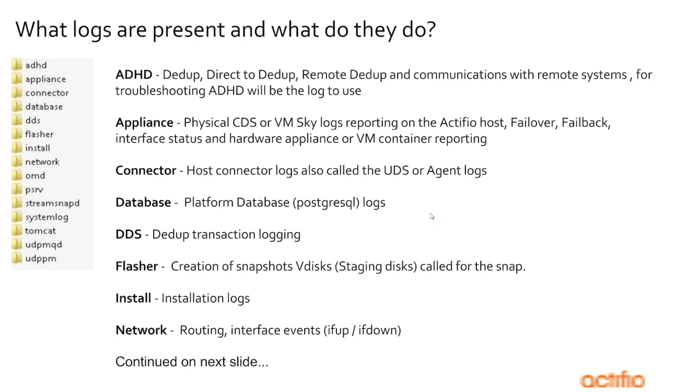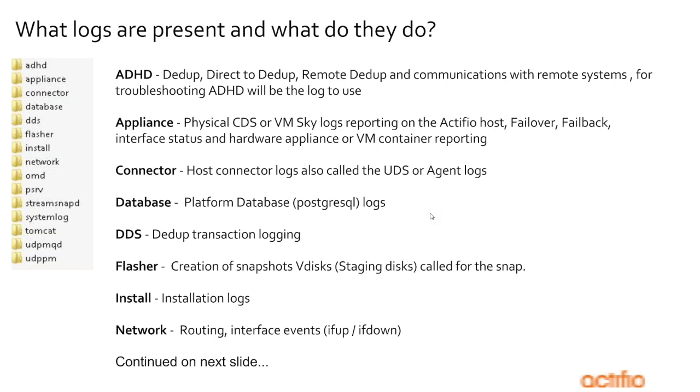So the very first one is the ADHD log. Now, this is the dedupe log. This captures everything for dedupe, direct to dedupe, and remote dedupe. This also covers any sort of remote connections to other clusters. So if you have a remote DR site, either on the other side of the world or just on the other side of the data center, the communication between these clusters will be logged in the ADHD logs. If you have a dedupe issue, the ADHD log is the log to use.